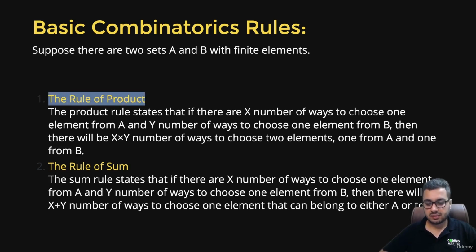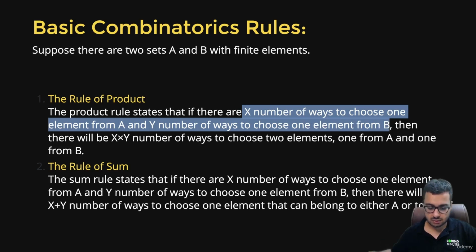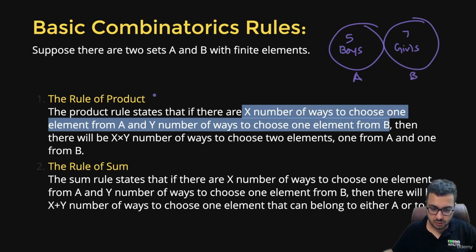The product rule says if there are x number of ways to choose an element from set A, and there are y number of ways to choose one element from set B. So basically, let's say there are two collections of elements. Let's say we have 5 boys in set A, and 7 girls in set B. If you want to choose some number of boys and some number of girls, then we will use the rule of product.